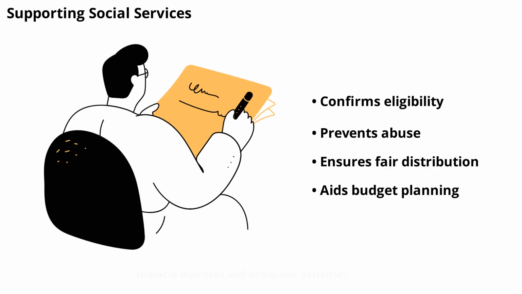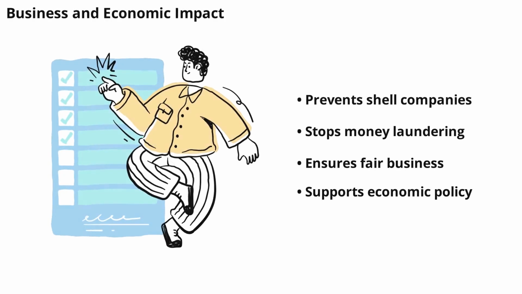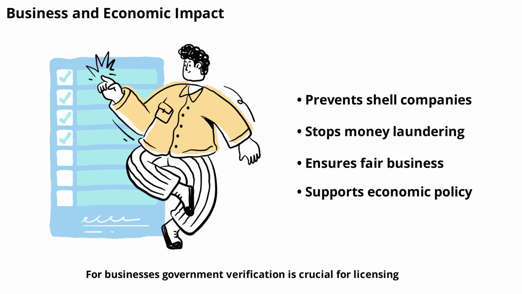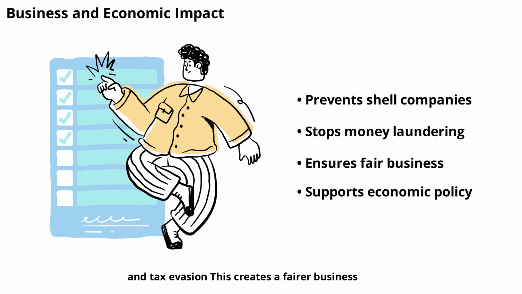Next, let's look at how verification impacts business and economic activities. For businesses, government verification is crucial for licensing, tax registration, and compliance. Accurate checks help prevent shell companies, money laundering, and tax evasion. This creates a fairer business environment and boosts investor confidence. Economic policies and incentives also rely on verified data to target support where it's needed most.